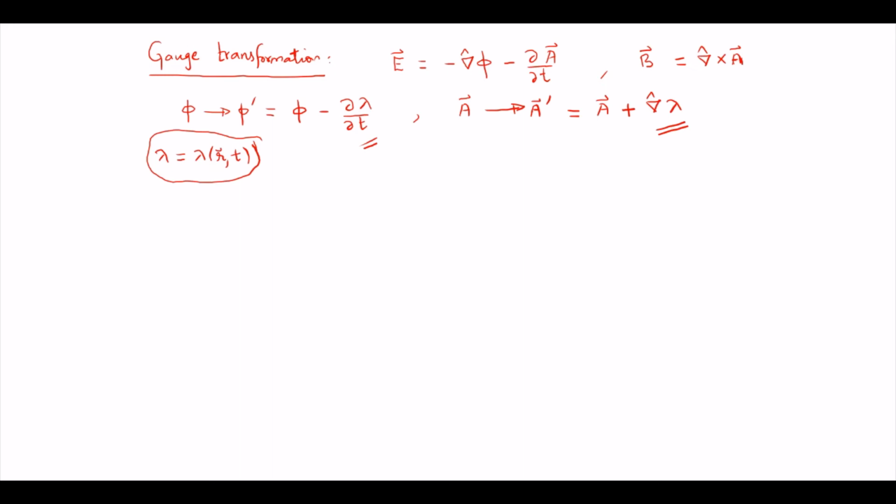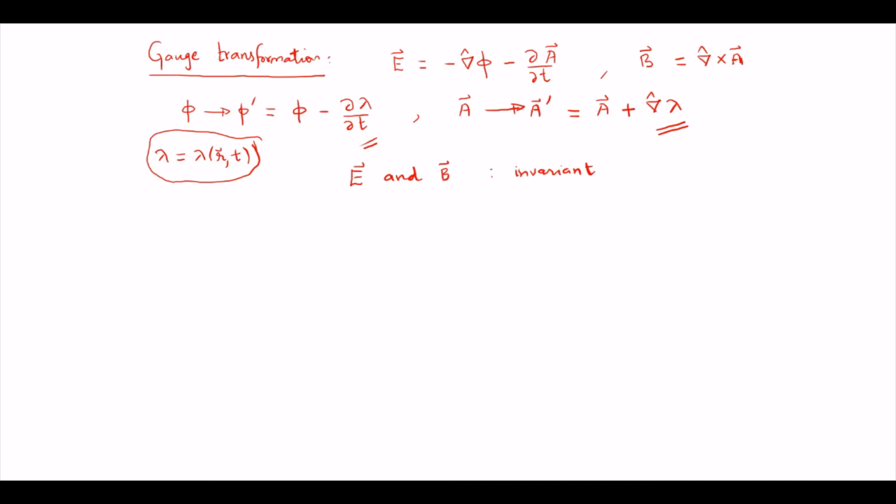Now let us substitute in E and B. If you substitute, this electric field E vector and magnetic field B vector are invariant under this transformation of potentials, and this transformation is therefore called a gauge transformation, okay. Gauge means measure, therefore under this there is an invariance of the electric field and magnetic field.